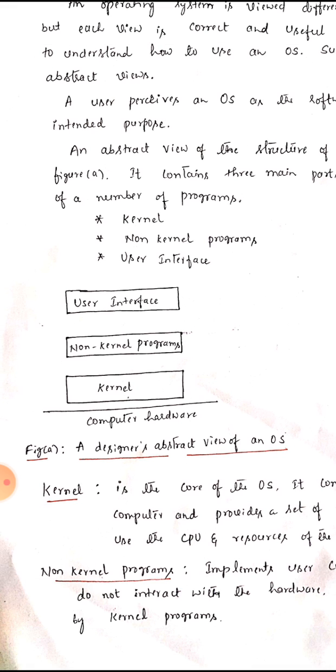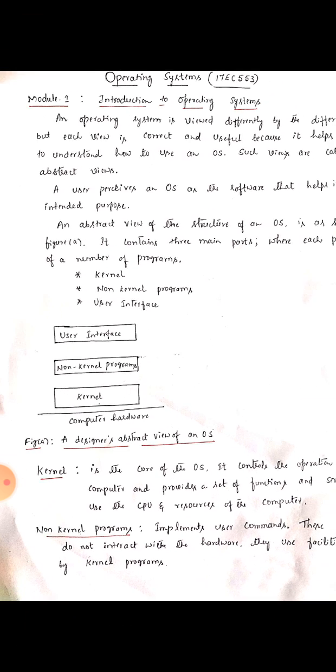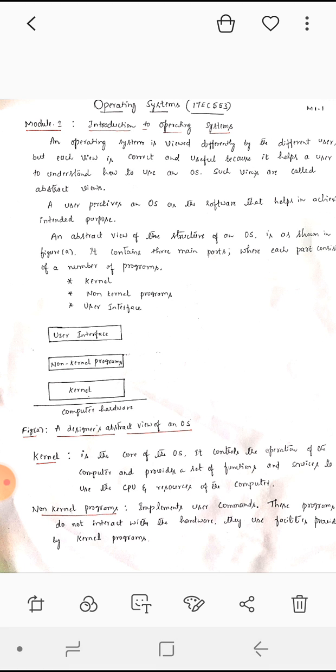In these three main parts, we have programs existing at each level which are meant for a particular function at that level. For example, the kernel is the core of the OS. It is used to control the operation of the computer, and it also gives the functions and services to use the CPU and the resources available in the computer.